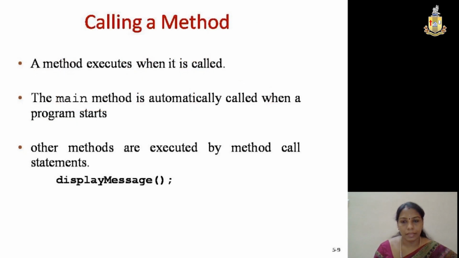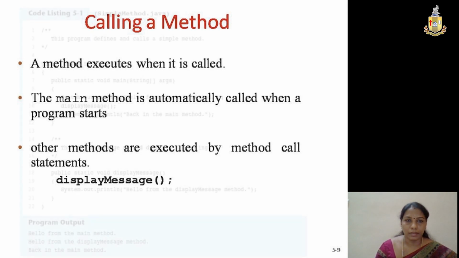Next, how to call the method. A method is executed when it is called. There is one exception. The main method is automatically called when a program starts. So, there is no need to explicitly call the main method. Suppose, if I want to call the user-defined function in the sense, we have to make an explicit call. displayMessage is a function name, so that function name and then opening and closing parenthesis followed by the semicolon. This is the way to call the method.